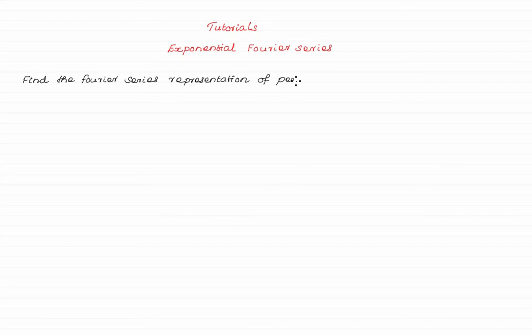Hello everyone. In this video we are going to see a tutorial based on exponential Fourier series. Here we are going to find the Fourier series representation of a periodic square wave, which is given by x of t is equal to 1 for modulus of t less than t1, and x of t is equal to 0 for modulus of t lies between t1 and T by 2. Now we are going to see the solution for this.